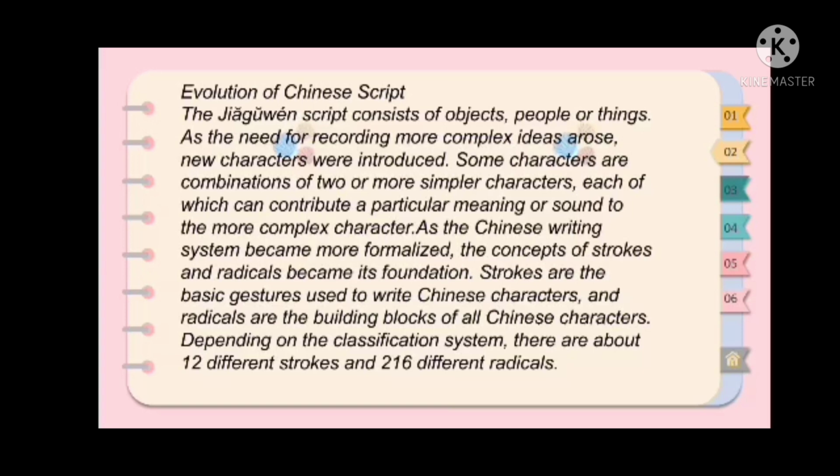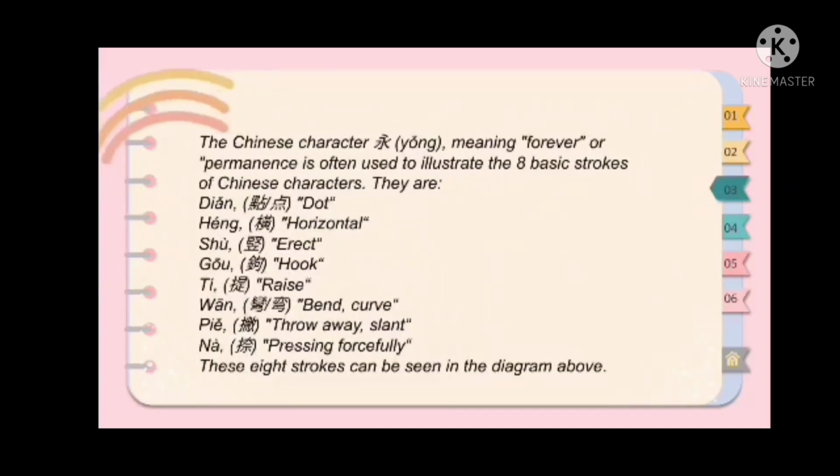Depending on the classification system, there are about 12 different strokes and 216 different radicals. The Chinese character Yong, meaning forever or permanence, is often used to illustrate the 8 basic strokes of Chinese characters. They are Dian, dot, Heng, horizontal, Shu, erect, Gou, hook, Ti, raise, Wan, bend curve, Pie, throw away slant, Na, pressing forcefully.